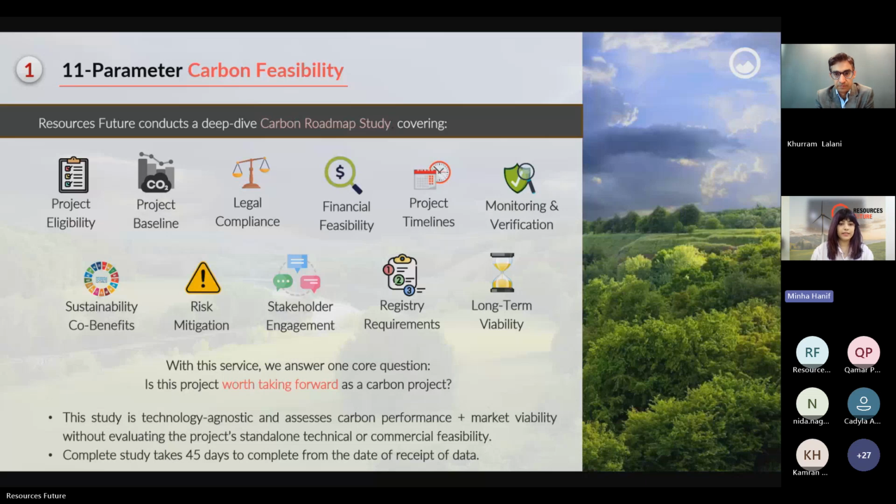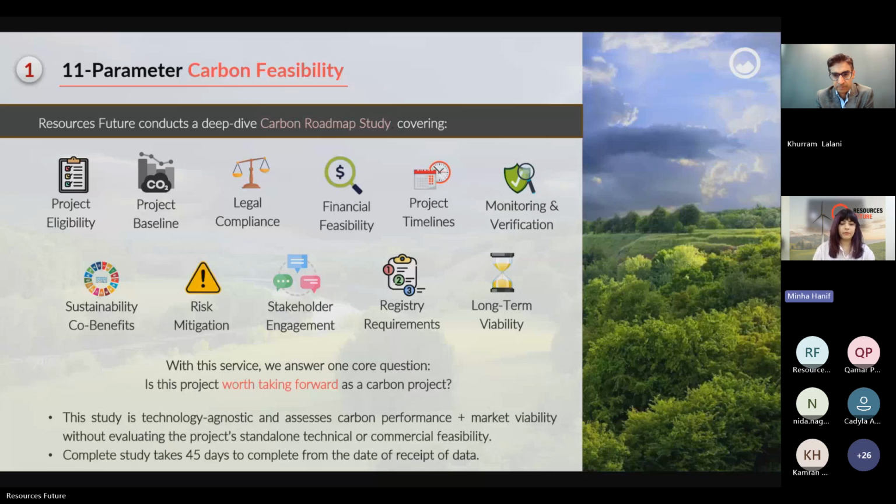And the idea really is just to answer the basic question: is this project worth taking forward as a carbon project? So these are the 11 parameters that we assess regardless of the type of project. So project eligibility, project baseline, legal compliance, financial feasibility, project timelines.